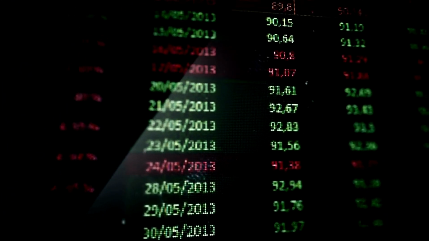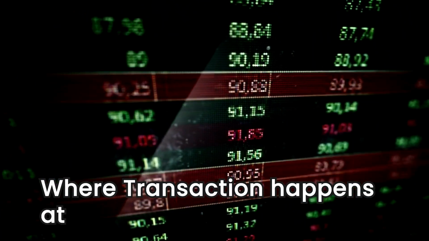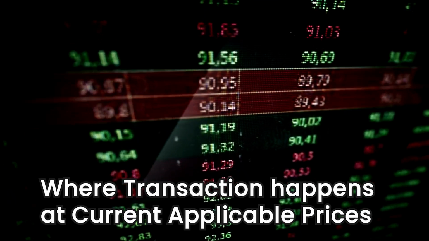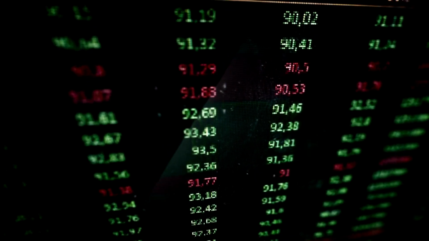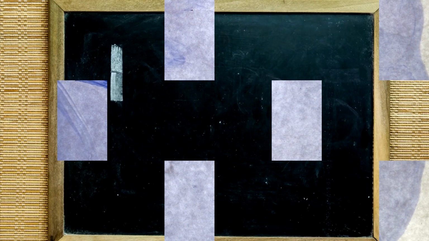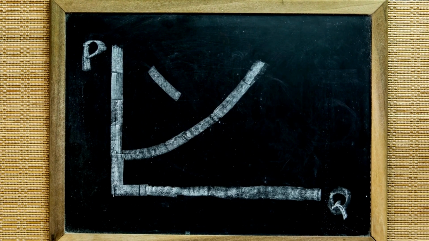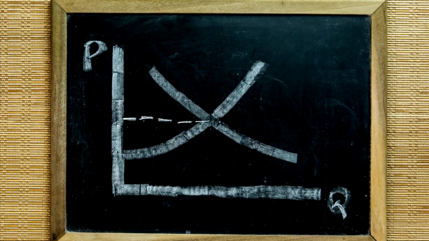Market risk affects those investments where transactions happen at the current applicable prices. Friends, various investment instruments having market risks are equity, mutual funds, bonds, gold, real estate, etc. The prices of the above instruments depend on various factors like demand and supply, geopolitical events, interest rates, etc.